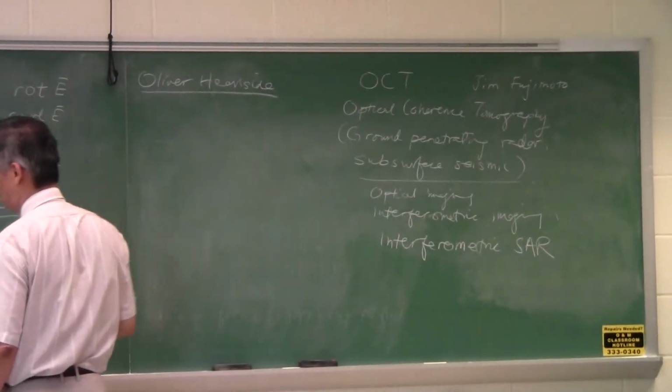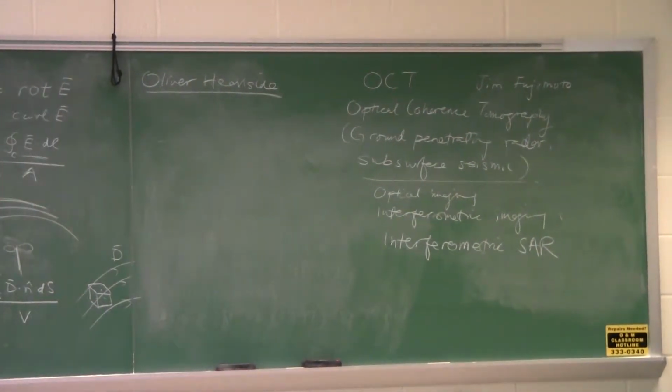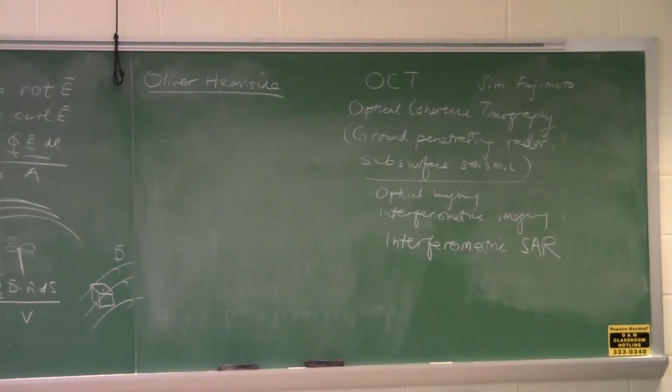Oliver Heaviside was an eccentric electrical engineering genius. He discovered lots of electrical engineering things. And one of his contributions was to take Maxwell's equations written in its original form and write them in this very simplified form. Okay.